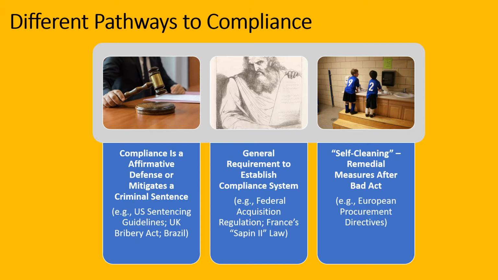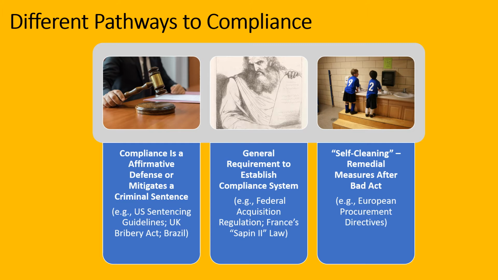The Federal Acquisition Regulation in the United States, under the clause at 52.203-13, establishes a generalized requirement for larger contractors, similar to the Sapin 2 law in France, a similar general requirement to set up a compliance system.